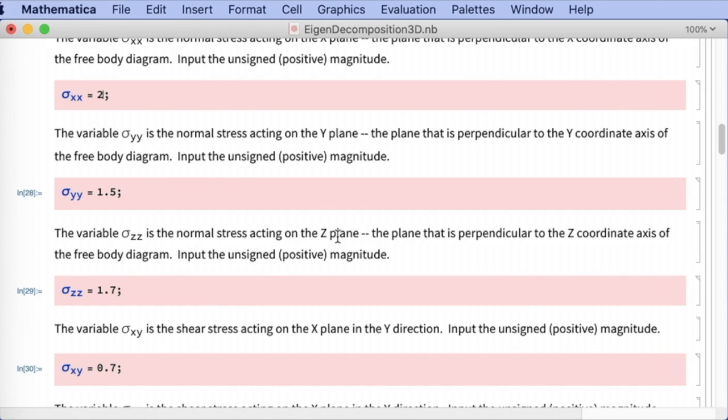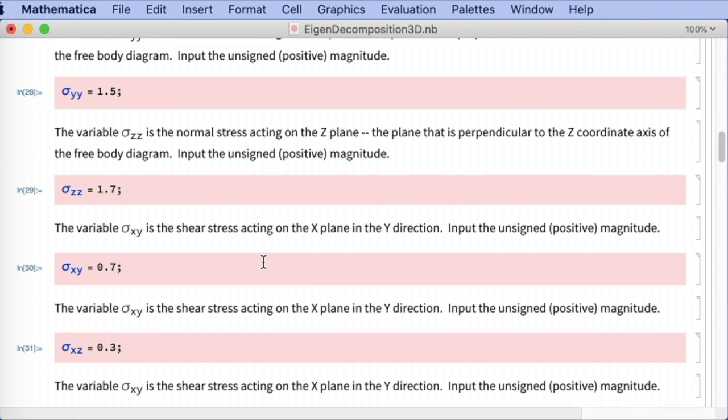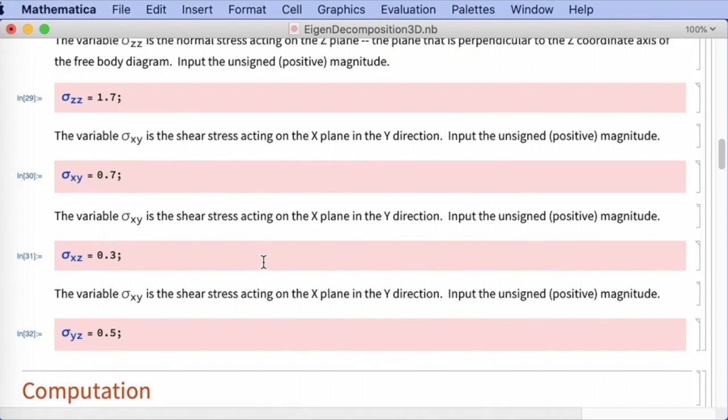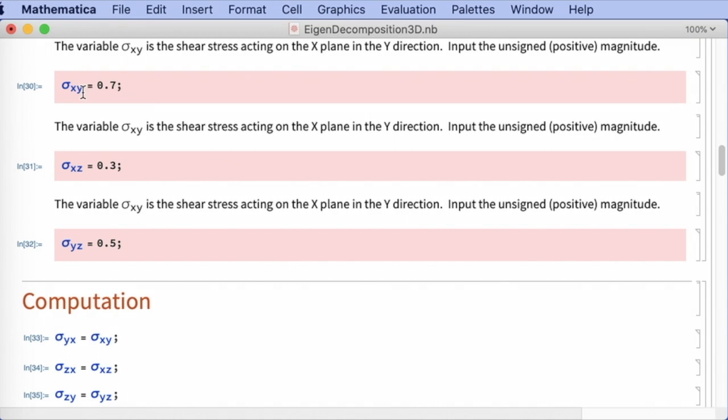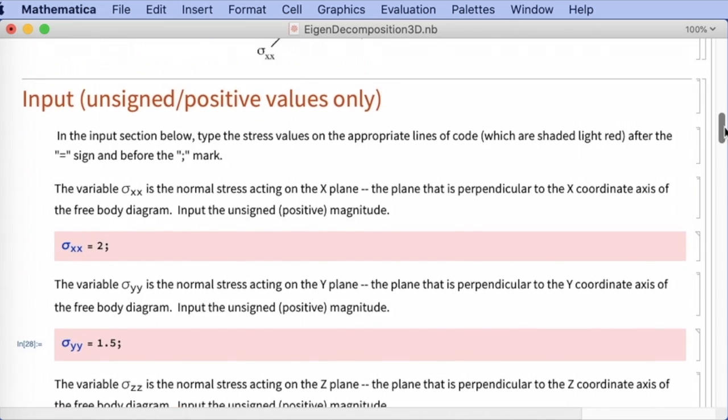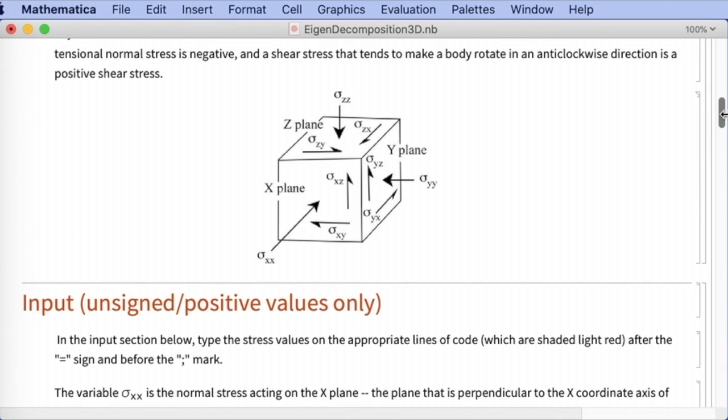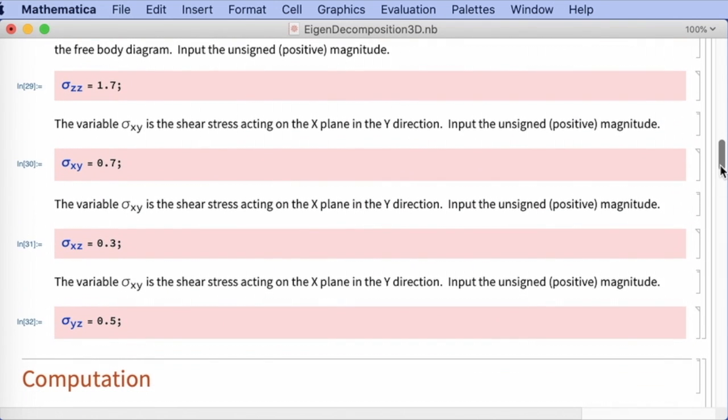So that's true of all of the 6 input data. There is sigma xx, sigma yy, the normal stress acting on the y-plane in the y-direction, sigma zz, the normal stress acting on the z-plane in the z-direction, sigma xy, the shear stress acting on the x-plane in the y-direction, sigma xz, the shear stress acting on the x-plane in the z-direction, and sigma yz, the shear stress acting on the y-plane in the z-direction. From these 6 components, we can reconstruct all of the stresses all the way around this cube on all 6 of its faces. So there are 9 stresses represented here, but because, for example, sigma zy is conjugate with sigma yz, these two shear stresses have the same magnitude. Because of that, we only have 6 numbers that we need to supply.